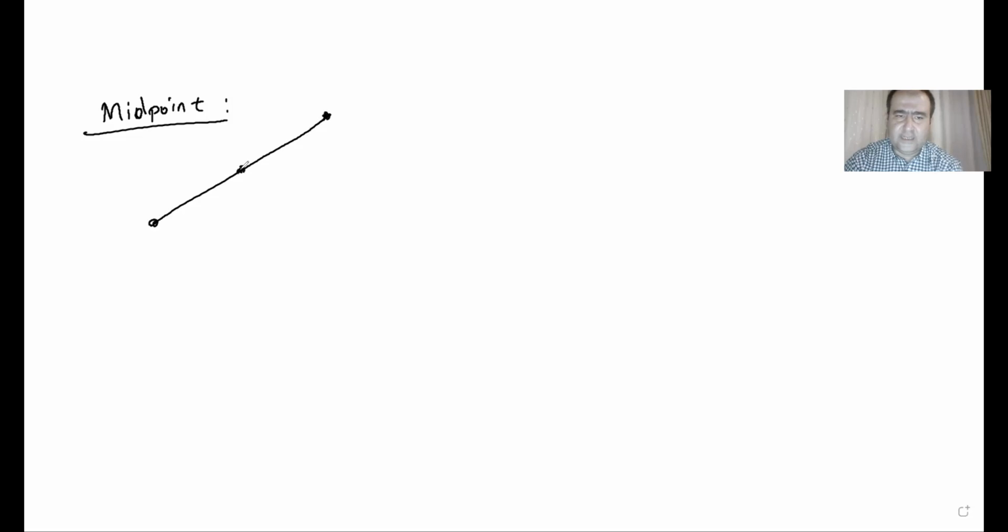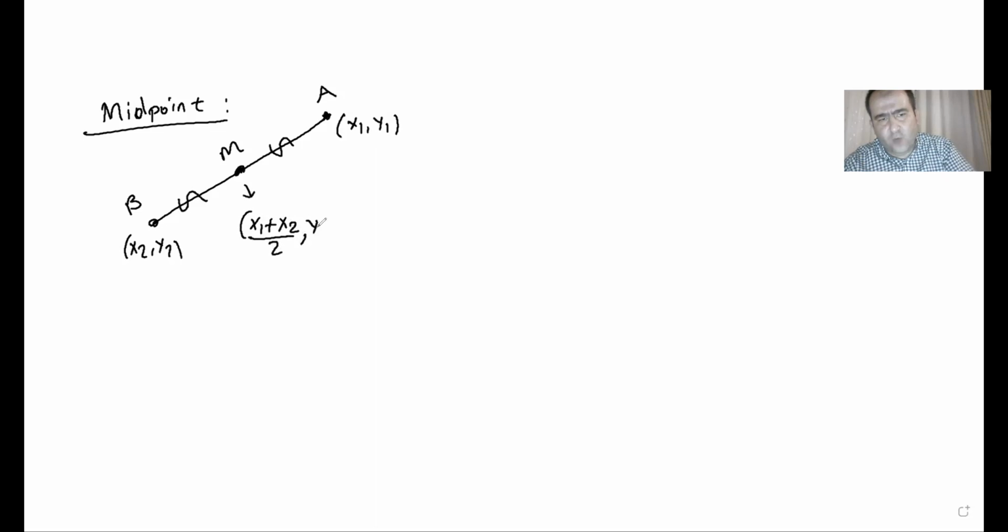And what is the midpoint? The distance between the midpoint M and A is equal to the distance between B and M. So if the points are (x1, y1) and (x2, y2), the midpoint is ((x1 plus x2) over 2, (y1 plus y2) over 2).